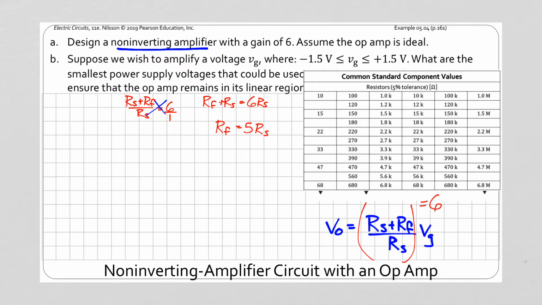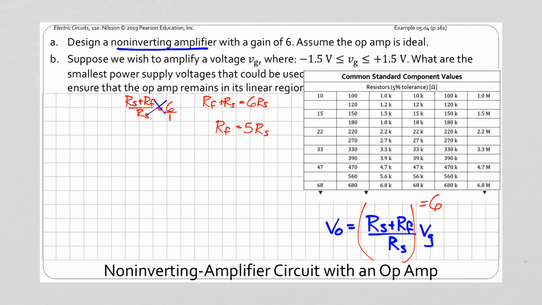Here is our table of common resistor values. It would be really nice if we could find one resistor and then another that's 5 times as much, but if we look down the lists, most of these are multiples other than 5 of one another. If we look across, we see that there's a factor of 10 and a factor of 10 and a factor of 10. That's too much.